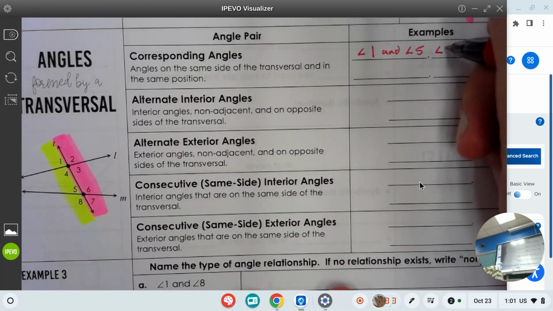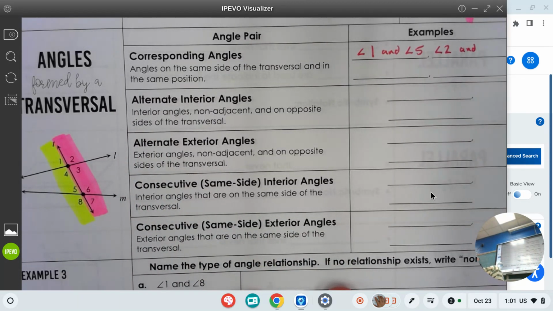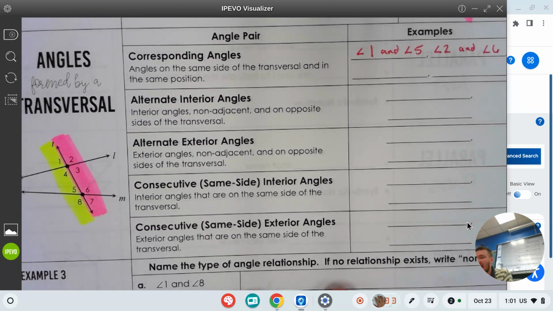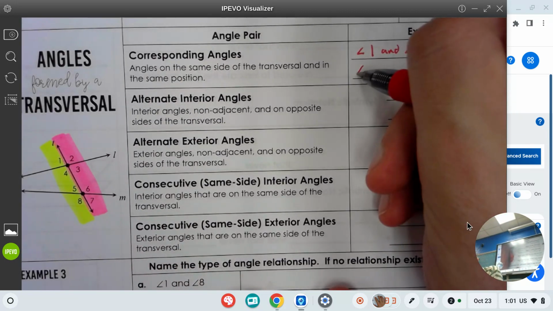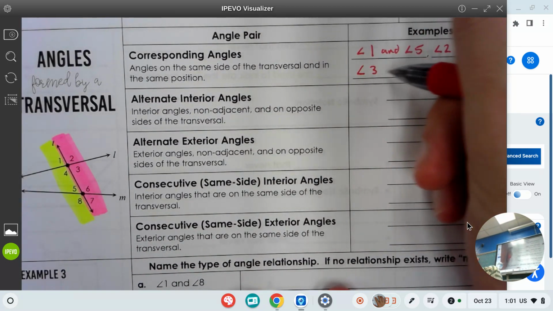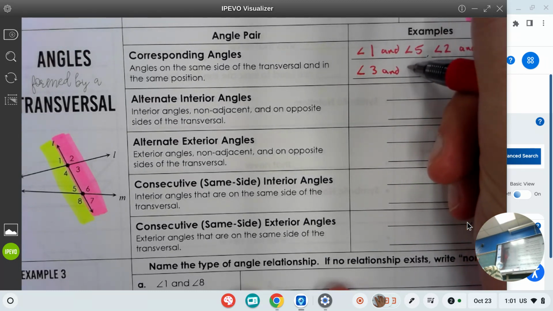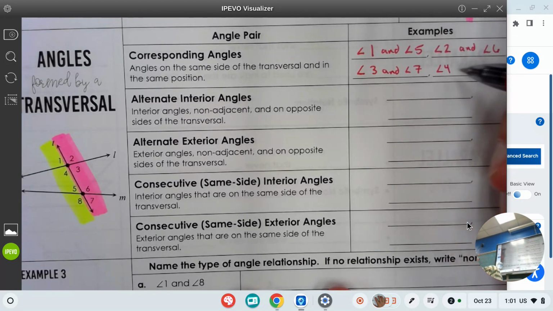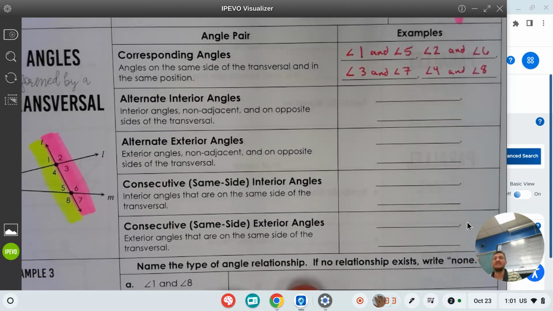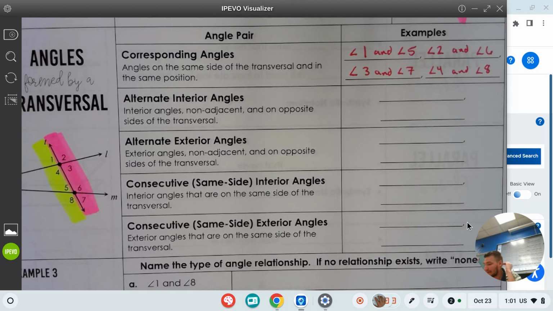So, if we have angle 2, what is the corresponding angle to angle 2? Angle 6. It is as easy as that. Angle 2 is in the top right. Angle 6 is in the top right. What is corresponding with angle 3? Angle 7. And what is corresponding with angle 4? Angle 8. Again, geometry can be a weird class. We don't have to add numbers together. All we've got to do is know about corresponding. Okay, not too bad.